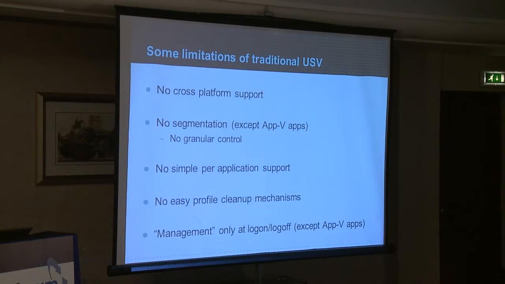So what are the limitations of the traditional user state virtualization mechanisms available in Windows? And actually a couple of these will be resolved with a new UEV solution that Microsoft is coming out with as well. The first one: there's no cross-platform support. So even with Windows 7 and Windows 2008 R2 running in the same organization, it might still not be a good idea to use roaming profiles between those two different operating systems. Folder redirection is okay. Roaming profiles could be hard.